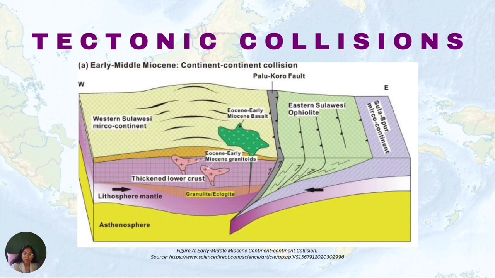And also, the terrain that once belonged to separate tectonic blocks began to merge, contributing to the formation of complex landforms and setting up the conditions for later tectonic evolution. Here, the continental collision during the early Miocene was crucial in forming the highlands and structural framework of Sulawesi, and also it marked a major phase of crustal convergence in Indonesia's tectonic history.